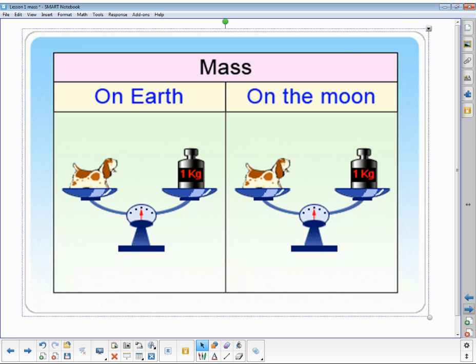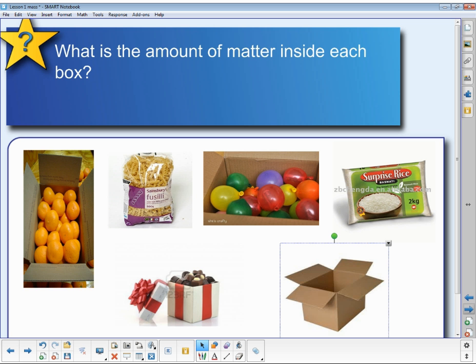All right? Those are some good little refreshers about mass. So see if you can find the amount of matter inside each of the objects at your station, similar to what you might do here.